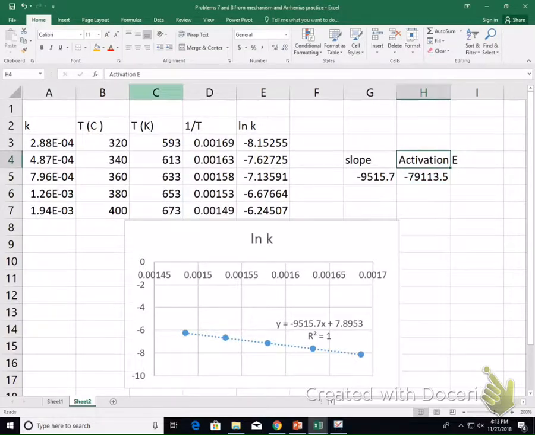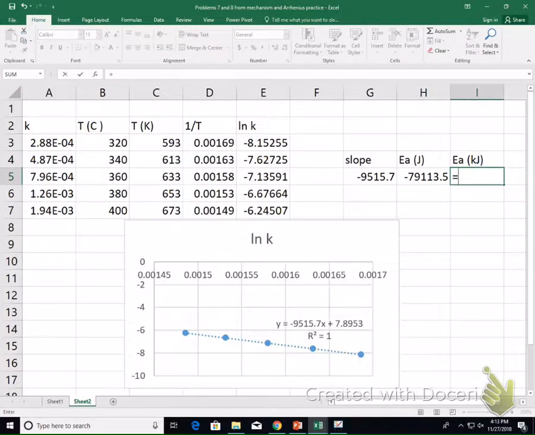Let's go back and relabel this. So let's just do E sub A in joules. And if we want kilojoules, energy is almost always given in kilojoules. Let's just do one more quick formula. Equals, let's take that value in joules and divide it by 1,000. So the activation energy for this reaction in kilojoules, if we want to do 3 sig figs, we can, is negative 79.1.